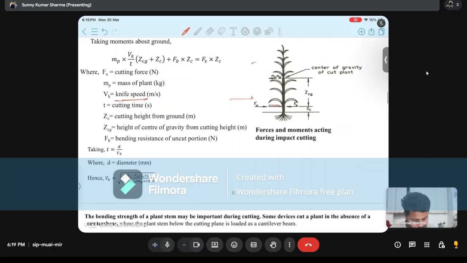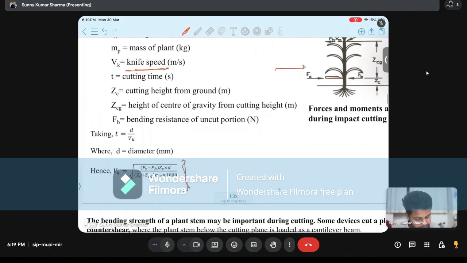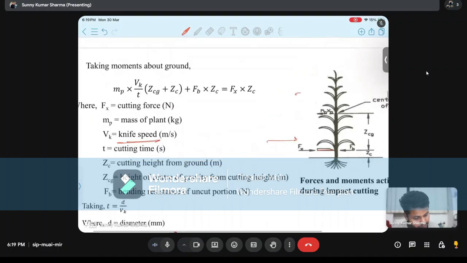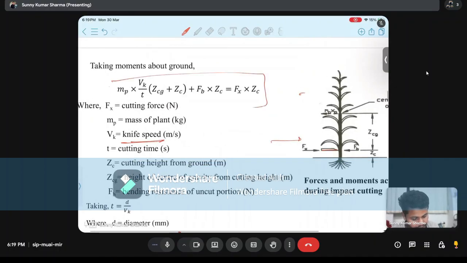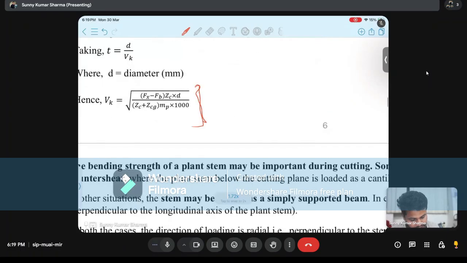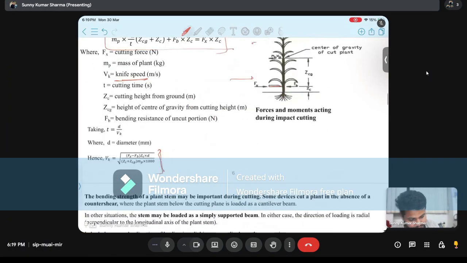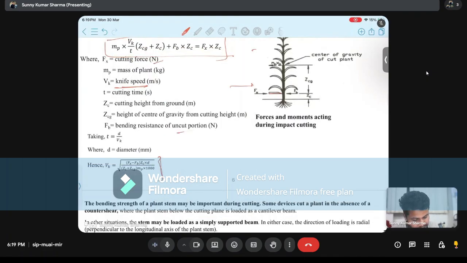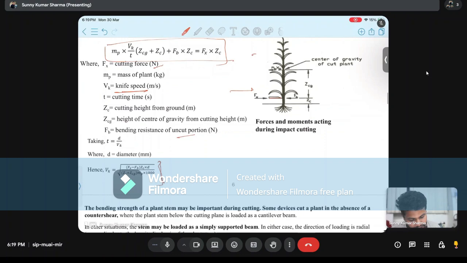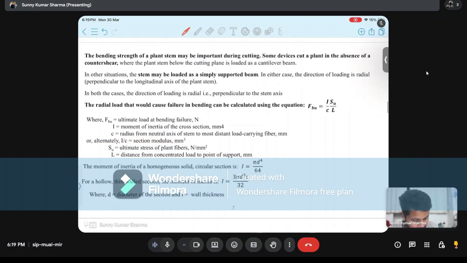For that we have one formula. You can note down this formula. From here many numericals are there. This formula comes from the moment equation. So what is the formula for this velocity? Fx minus Fb, where Fx is the cutting force and Fb is the bending resistance of the uncut portion. And the next thing is the radial load that would cause failure in bending.